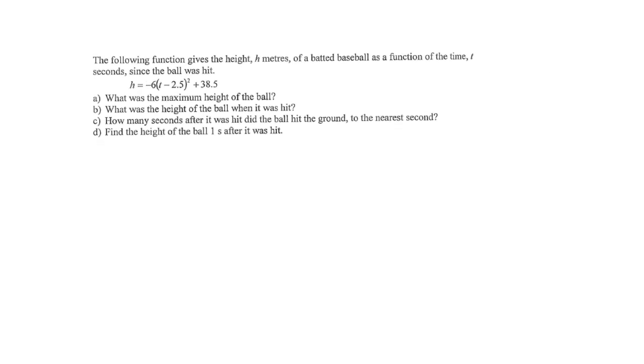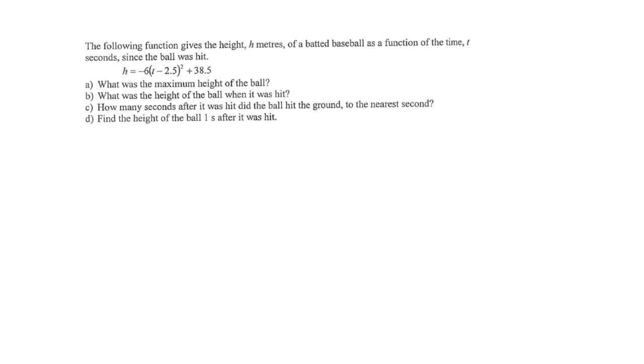Okay, now we're going to work our way through and solve for D. D says find the height of the ball 1 second after it's hit. This seems a lot more straightforward. That means I need to sub in a t value of 1. So I'm going to have my height, and it's negative 6 times (1 minus 2.5) squared plus 38.5.